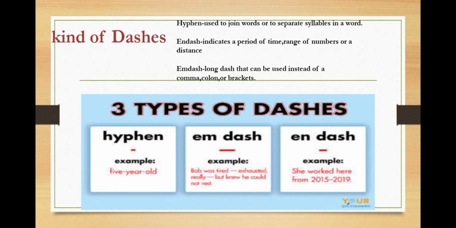As you can see, there are three types of dashes. Hyphen is used to join words or to separate syllables in a word. En dash indicates a period of time, a range of numbers, or a distance. Em dash, a long dash, can be used instead of a comma, colon, or brackets. Examples: hyphen, 5-year-old. Em dash, example: Bob was tired—exhausted, really—but no, he could not rest. En dash, example: She worked here from 2015–2019.